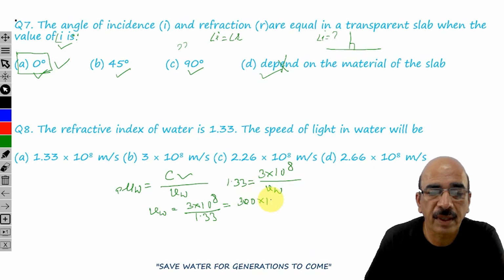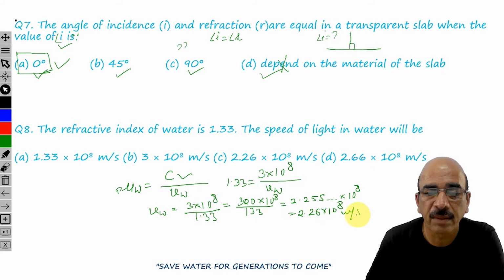So it will be 300 into 10 raised power 8, and here it is 1.33. So when we divide it, what do we get here? The answer that comes will be 2.255 and it continues, into 10 raised power 8. So it can be written as 2.26 into 10 raised power 8 meter per second.